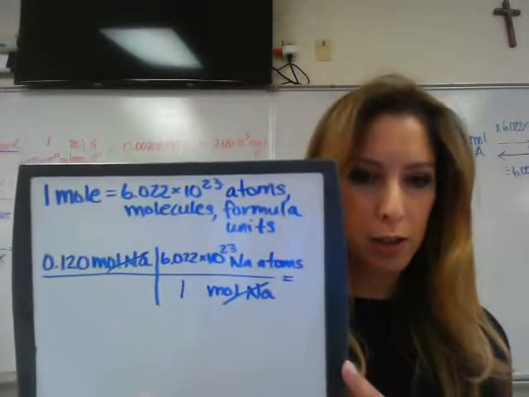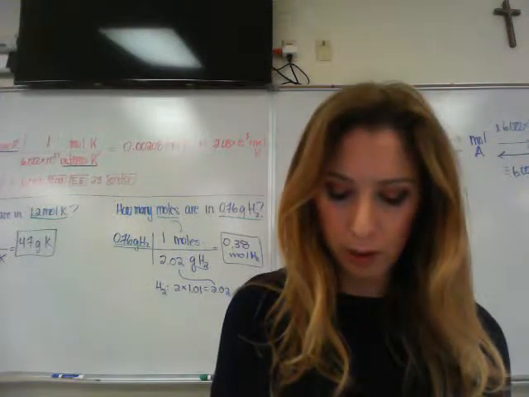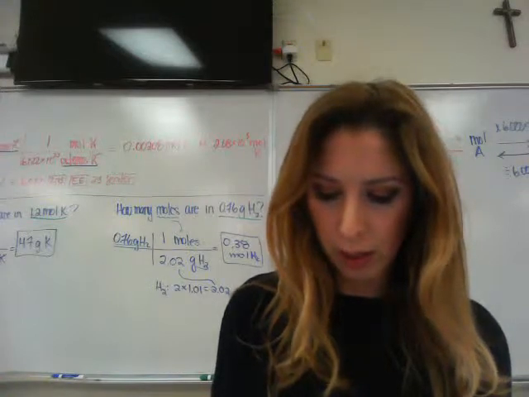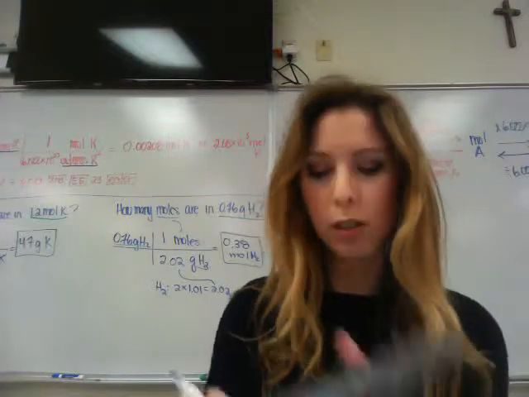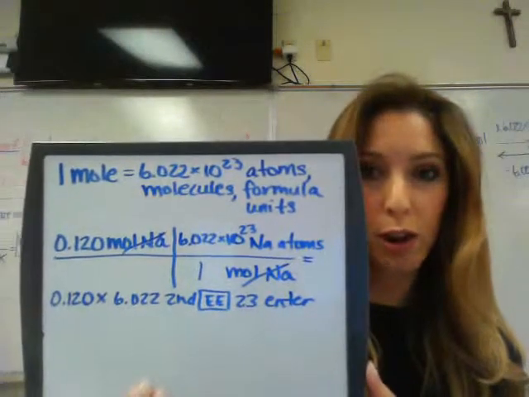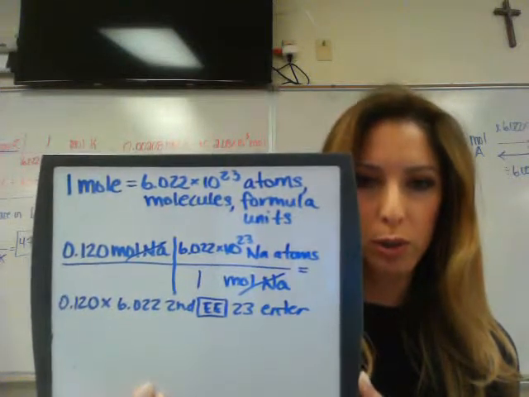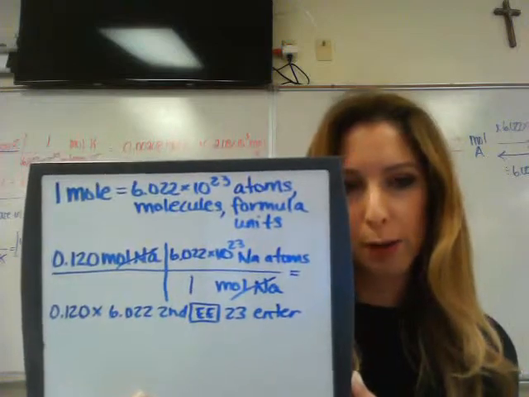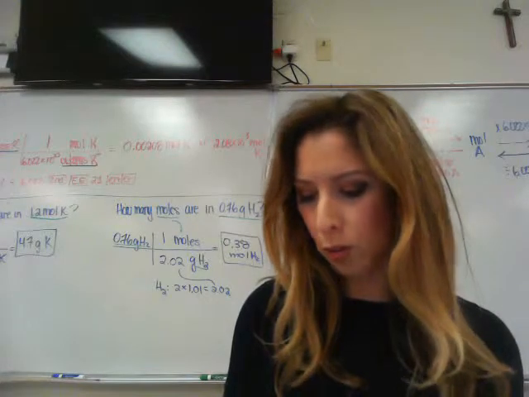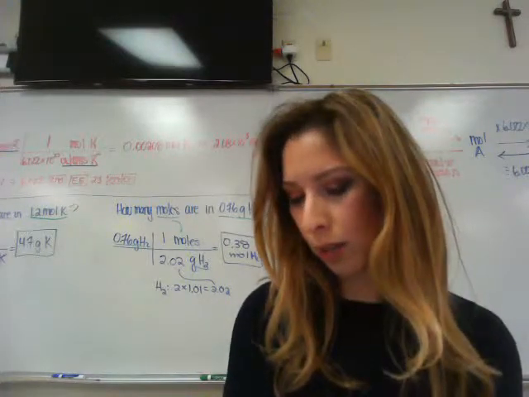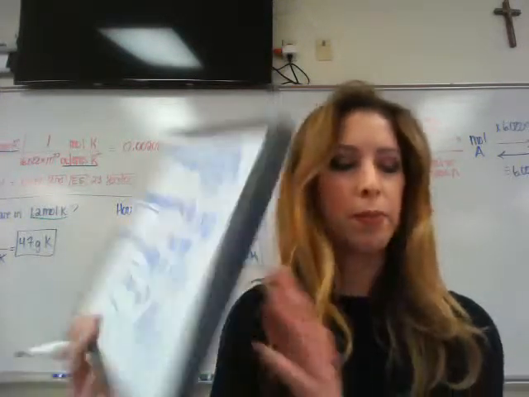So we're going to be multiplying, and your moles of sodium units will cancel. So when you put this into your calculator, it should be 0.120 times 6.022 second E 23, enter, like this, if you're using a graphing calculator. We're starting out with 3 significant figures in 0.120, so that means I want 3 significant figures in my final result. So here your answer will be 7.23 times 10 to the 22nd sodium atoms.